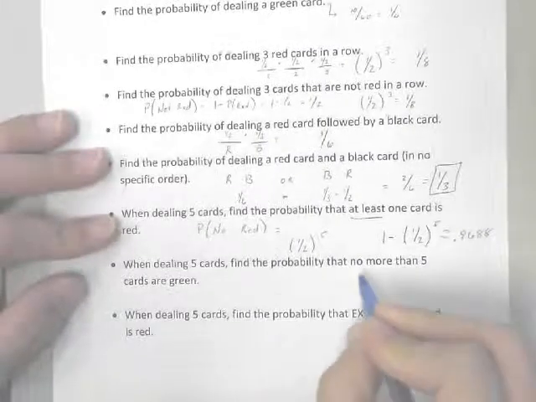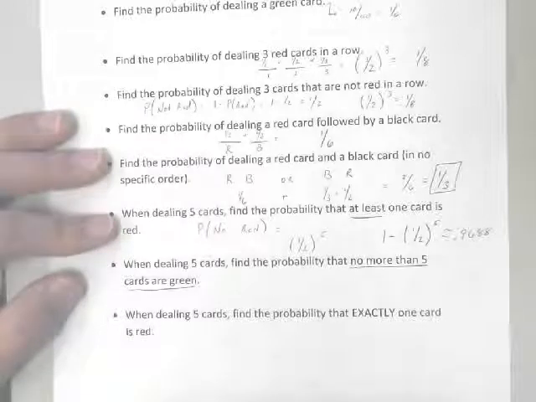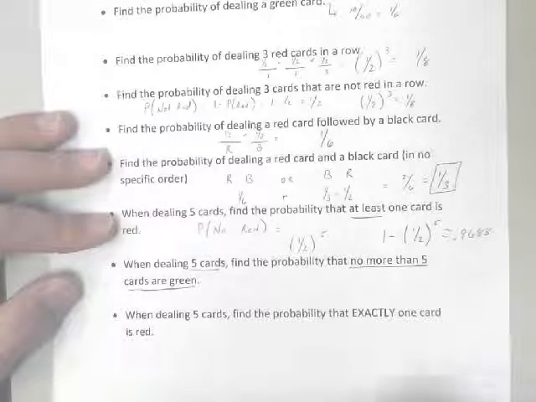Again, no more than 5 cards are green. Well, the complement of no more than 5 cards are green. I'm dealing 5 cards. Well, that would be no more than 5 would be 5 or 4 or 3 or 2 or 1 or 0.